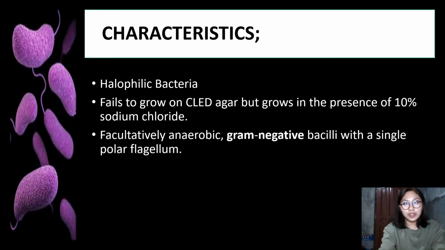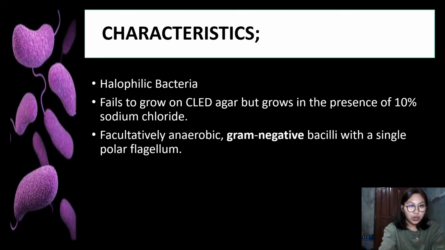We have the characteristics of V. alginolyticus. Number 1, the first characteristic is that V. alginolyticus is halophilic bacteria. Halophils came from the Greek word meaning salt-loving. So V. alginolyticus is a salt lover. So usually you can find Vibrio in salty water, especially in the sea, because the sea is salty water.